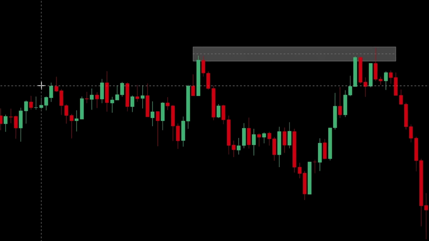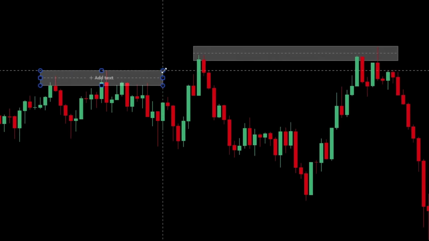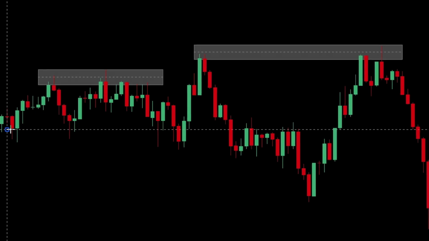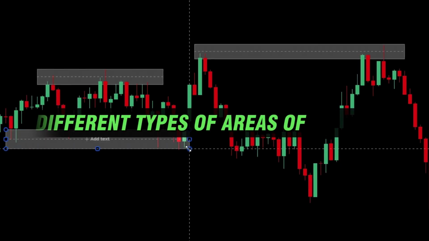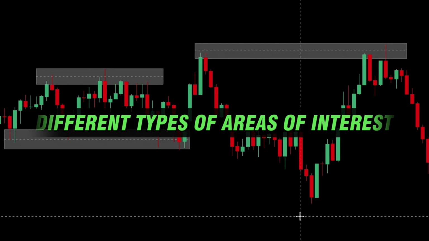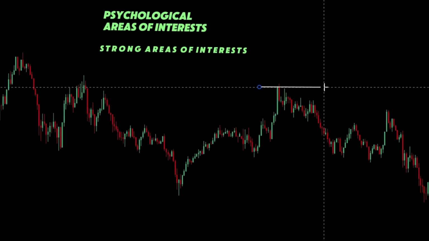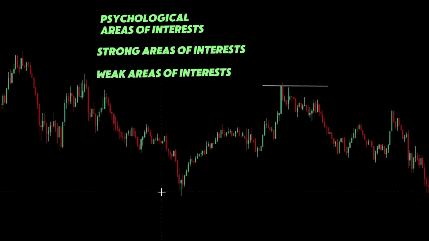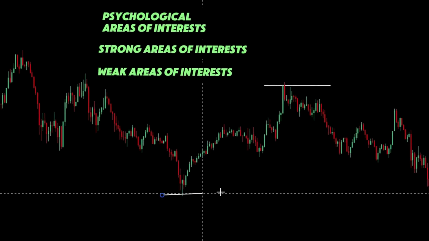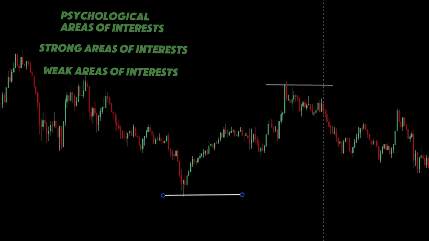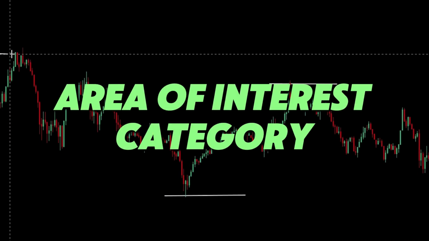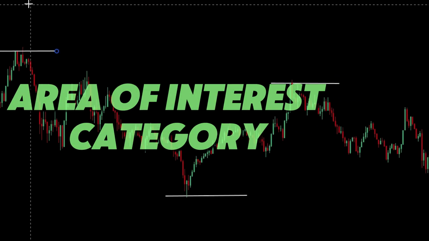So, now that we understand that, we have different types of areas of interest. We have psychological areas of interest. We have strong areas of interest. We have weak areas of interest. All of this falls inside the area of interest category, and it's actually very simple to understand. Let me explain. Let's first start off with what is and what is not a support and resistance.